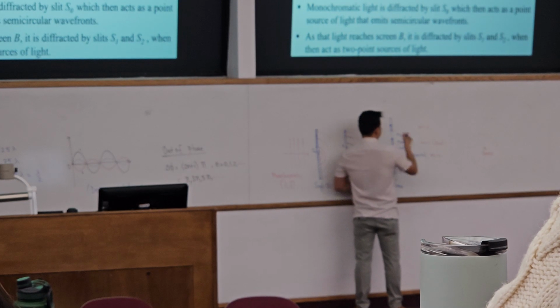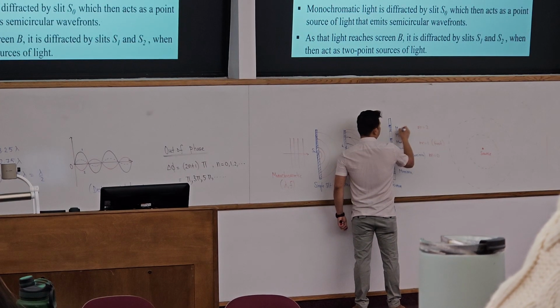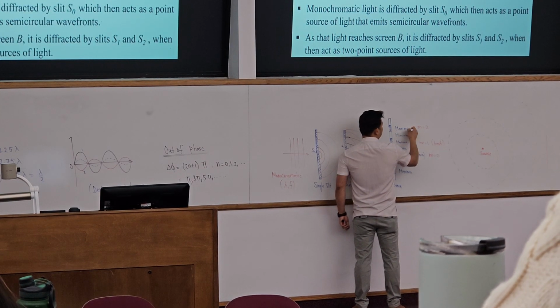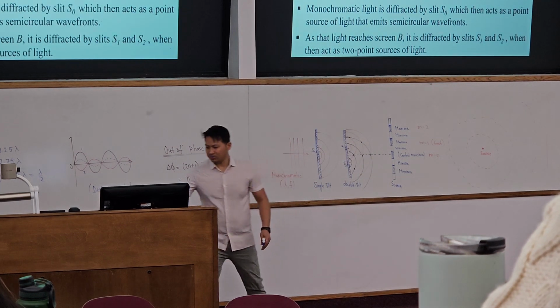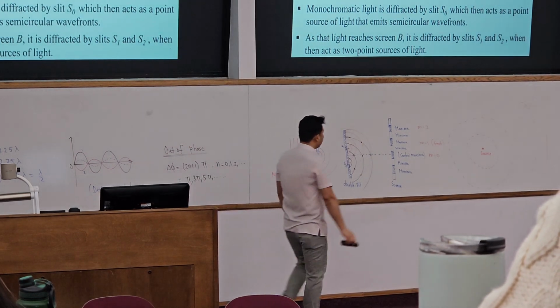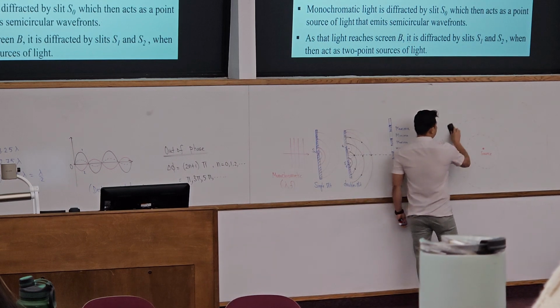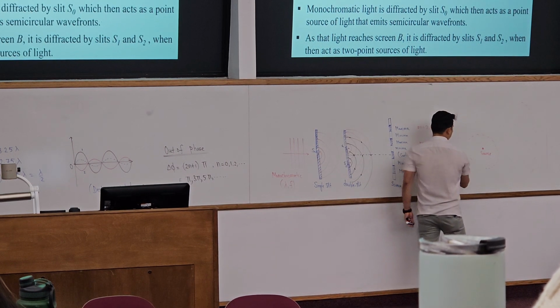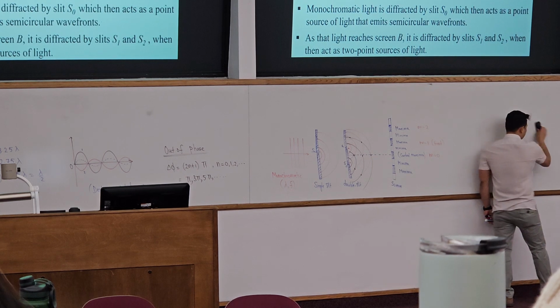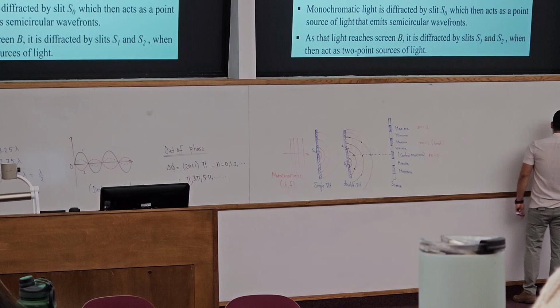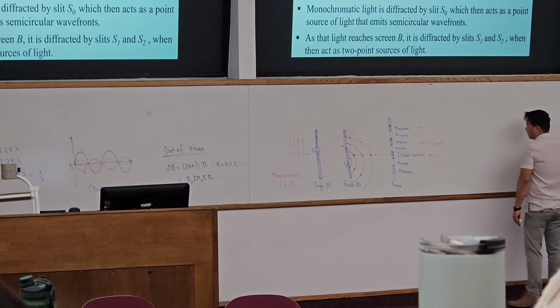The n is called the order of maxima or minima. So basically, you have n equal to 1, n equal to 2, n equal to 3. This is how you do the numbering. So he saw an alternate maxima and minima on the screen.